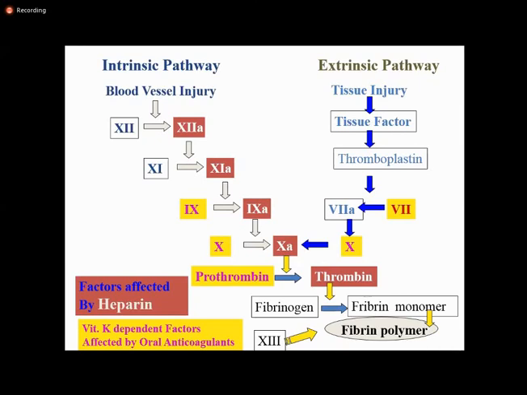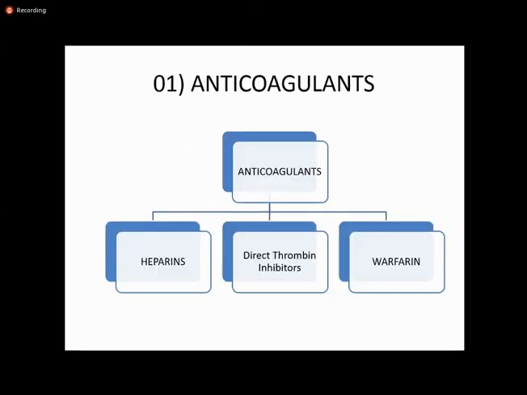Second, a group can stop the activity of thrombin. And the third possible mechanism could be the dissolving of the clot. If a fibrin clot has been formed, we can use a drug that can dissolve the clot. Okay. Now, one by one, because we have three major groups: anticoagulants, thrombolytics, and antiplatelets. This is the first group, anticoagulants.